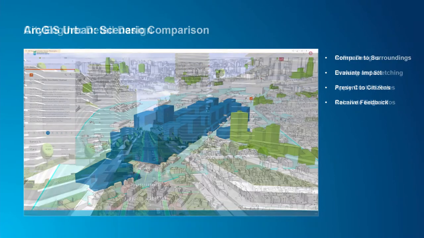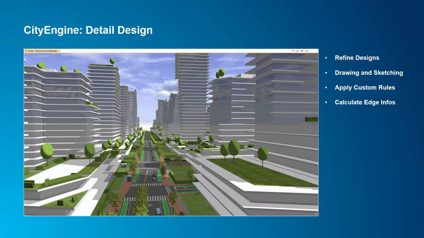But CityEngine is very powerful when it comes to details, when we move from those hypothetical massing models down to really where do I plant my trees, where do I have the windows on my buildings, how do I want them to look, more from the architectural design. So I can really go and refine my designs in CityEngine, use drawing and powerful sketching tools, apply my own custom rules, and do other calculations that would take too long on the web, such as calculating edge information on parcels. For example, we assess whether it's a front edge or a side edge on the parcel, and we run that on 100,000 parcels pretty quickly in CityEngine.